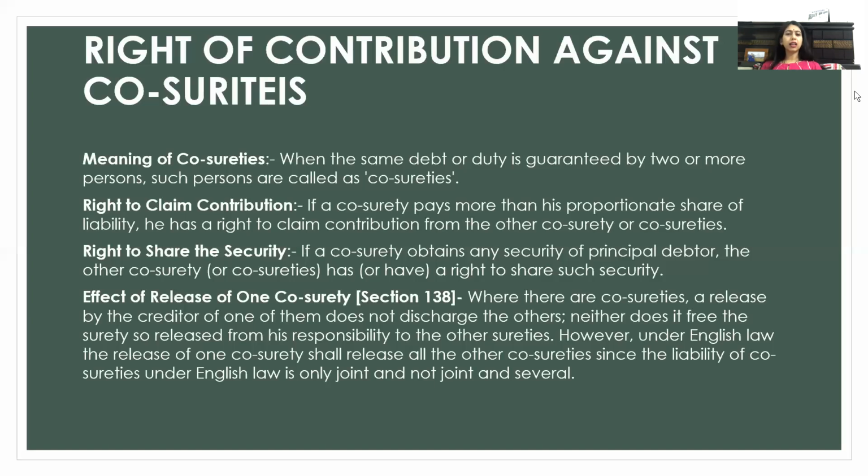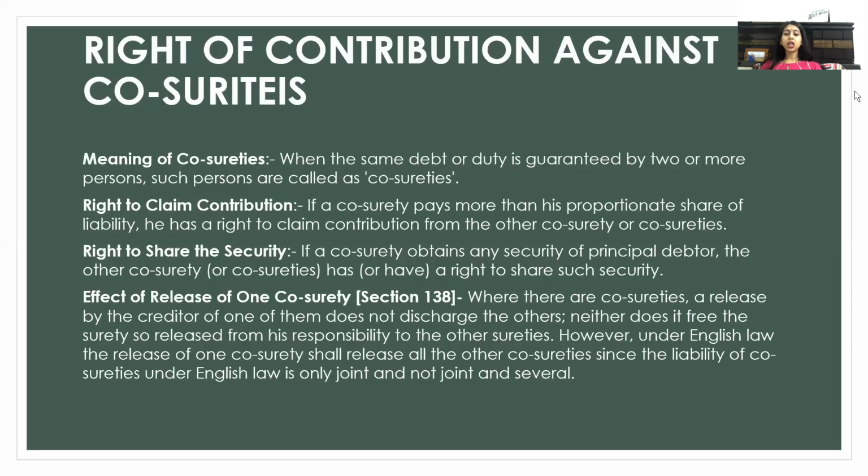Next, effect of release of one surety. Suppose one co-surety has been released from the contract of guarantee. This has been discussed under section 138: where co-sureties are concerned, release by the creditor of one of them does not discharge the others. If one is released, that doesn't mean all other co-sureties have been discharged. Neither does it free the surety so released from his responsibility to the other sureties.